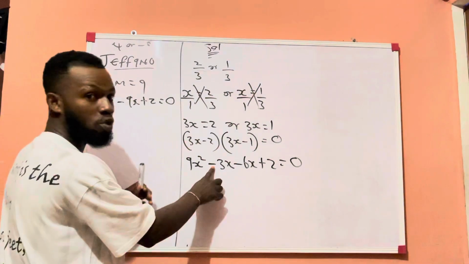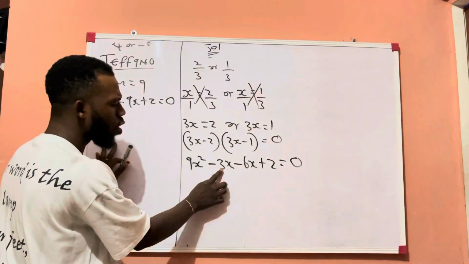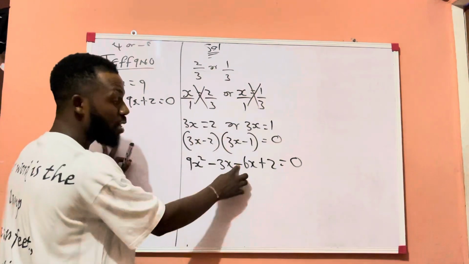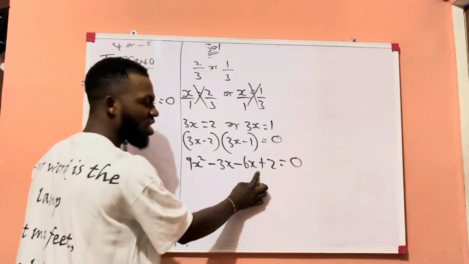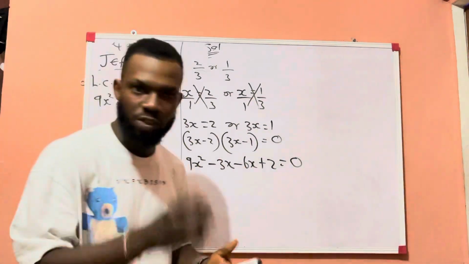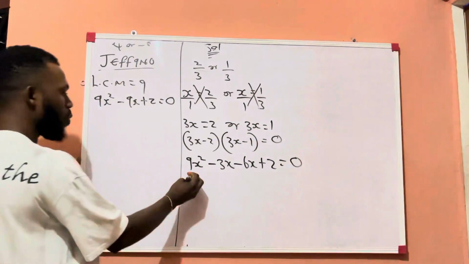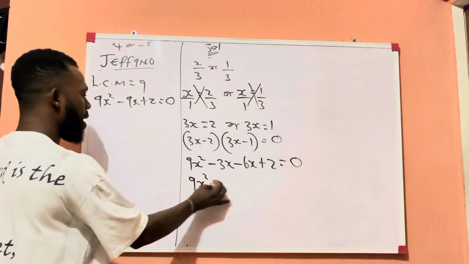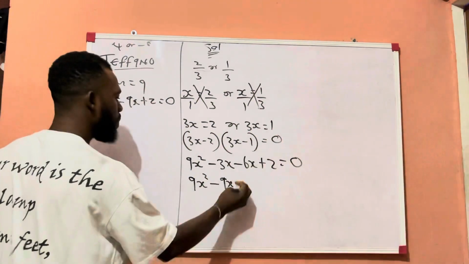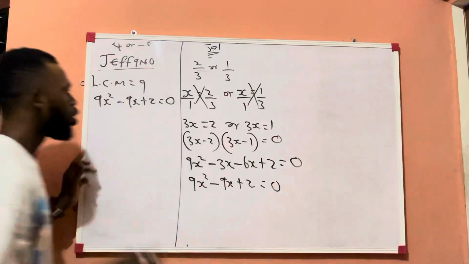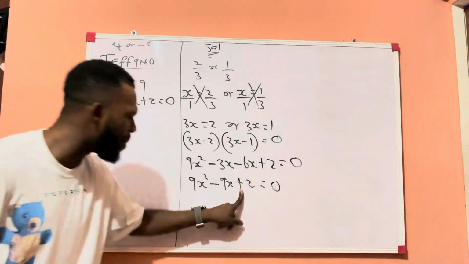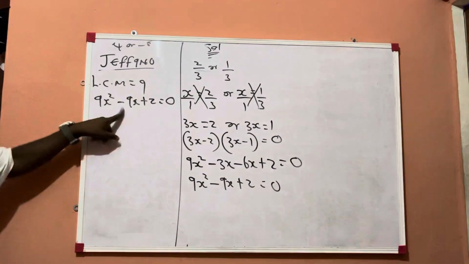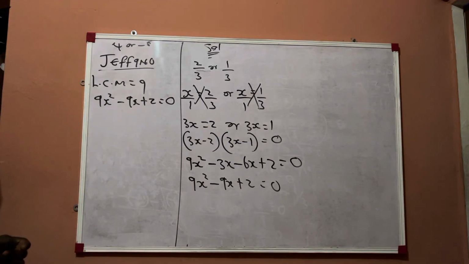Minus shows you are owing. Now when you are owing someone 3x, and then another minus shows you are owing another 6x, how many x's are you owing together? 9. So automatically what do we have? 9x squared minus 9x plus 2 equal to 0. You will notice that this is the same answer that we got when we used the formula method.